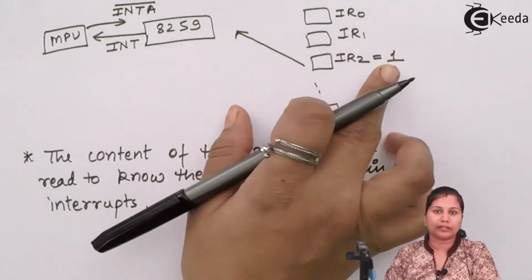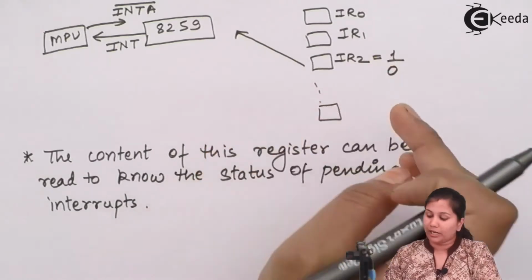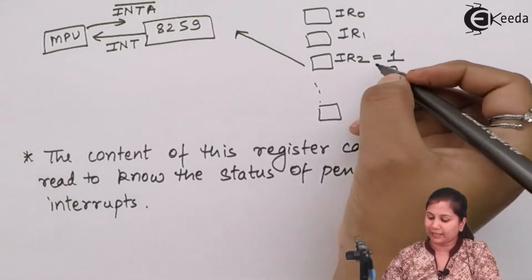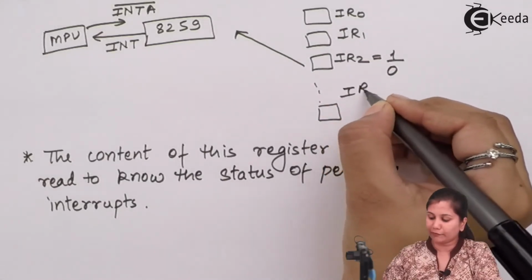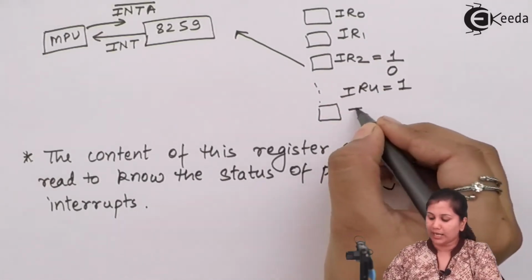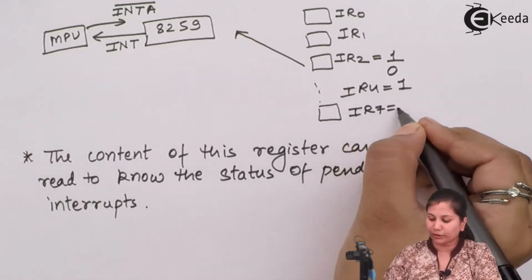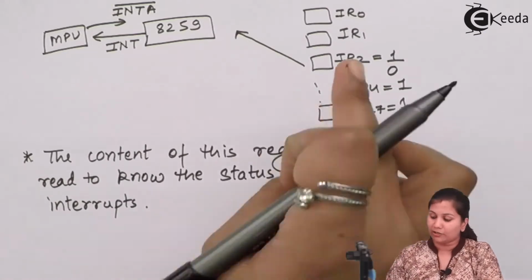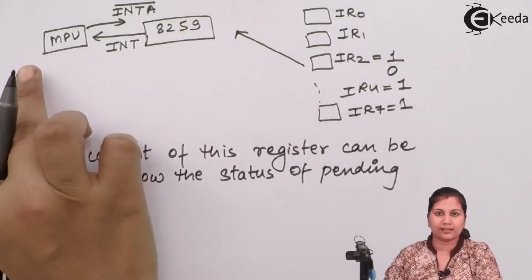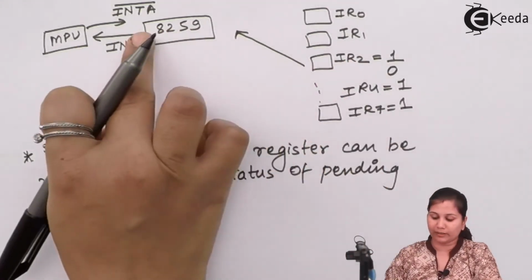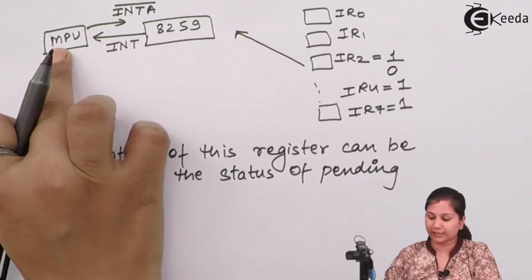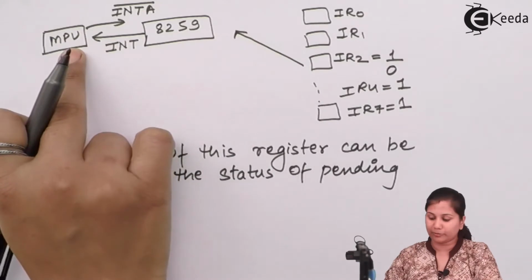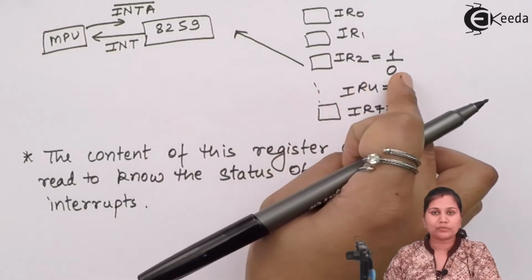Again this bit is going to become 0. Now simultaneously, if 2 or 3 interrupts are coming, like IR2 is coming, IR4 is also set to 1, IR7 is also set to 1, but IR2 has the highest priority. So first this will be accepted by the microprocessor.